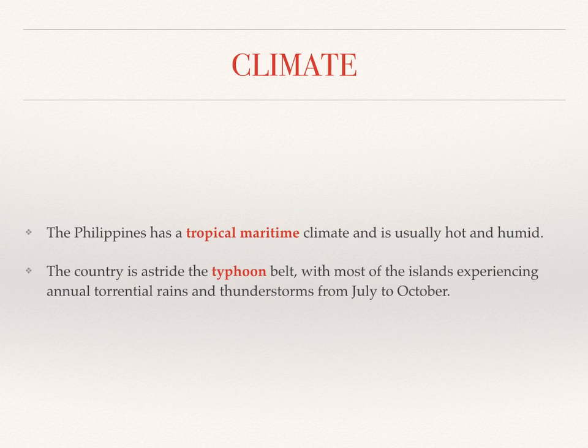Climate. The Philippines has a tropical maritime climate. It's usually hot and humid, very near the equator. The country is astride the typhoon belt, so most of the islands experience annual torrential rains and thunderstorms from July to October. Remember, a typhoon is the same as a hurricane.